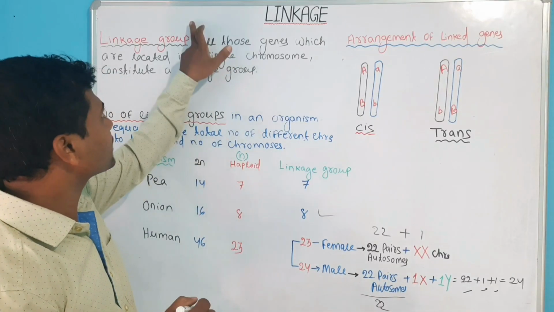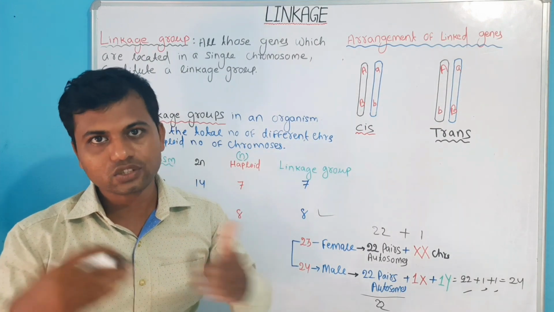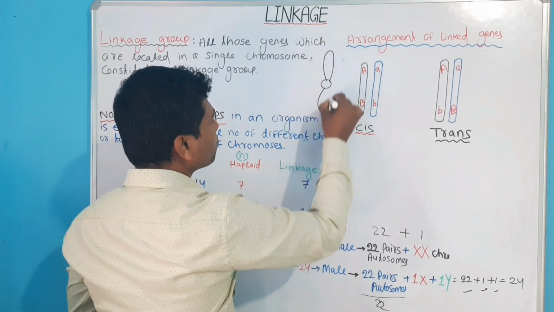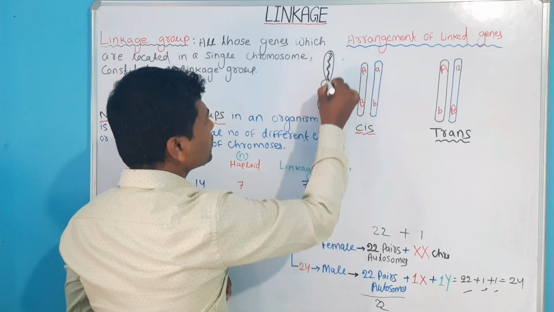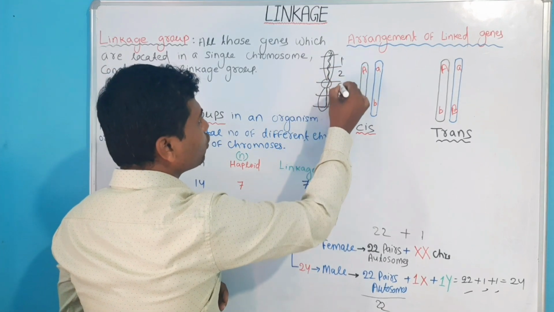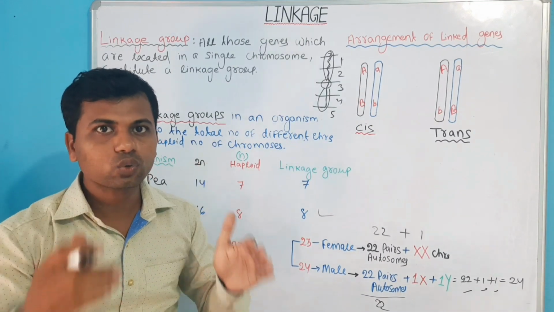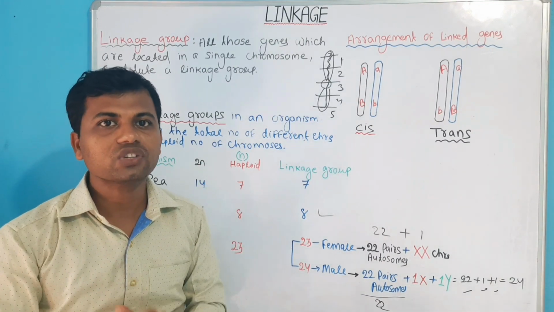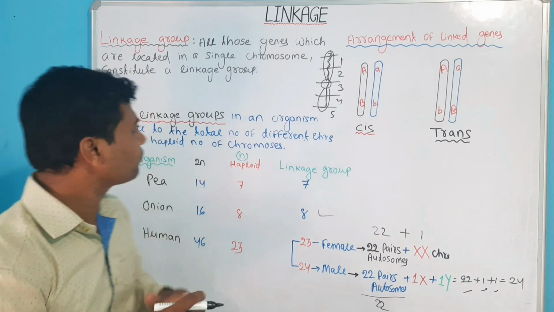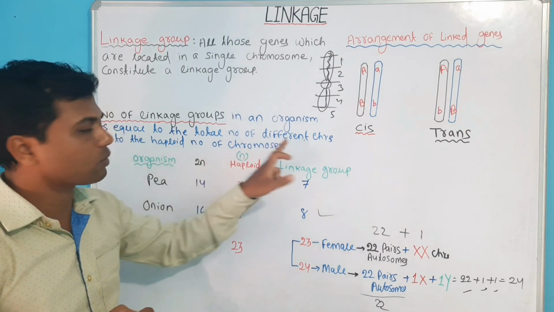Now come to the linkage group. All those genes which are present inside a chromosome form a linkage group. For example, now this is a chromosome. Inside the chromosome, as you know, our DNA is present. Inside the DNA, our genes are present. Suppose this is gene 1, gene 2, gene 3, gene 4, gene 5, etc. So whatever genes are present inside a chromosome form a linkage group. The number of linkage groups of a living organism is equal to the total number of different chromosomes, or equal to the haploid number of chromosomes.